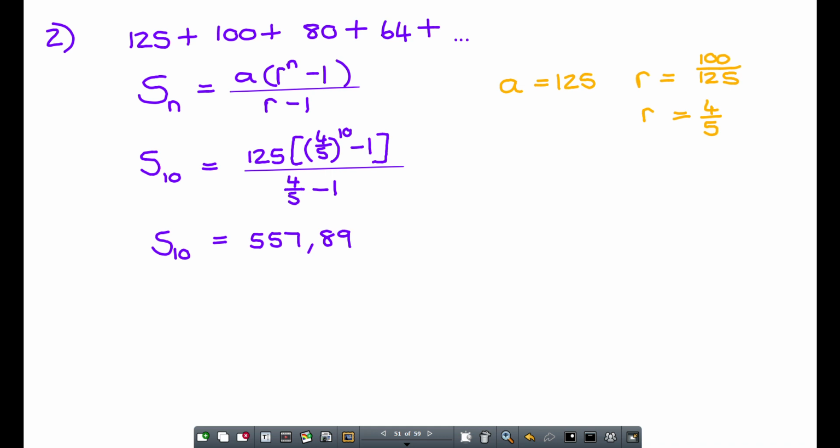Okay, so at number 2, it says, bepaal die som van die eerste 10 terme van die reeks: 120 plus 100 plus 80 plus 64. Okay, so first things first, we've got to get A and R. A is 125. R would be 100 over 125.